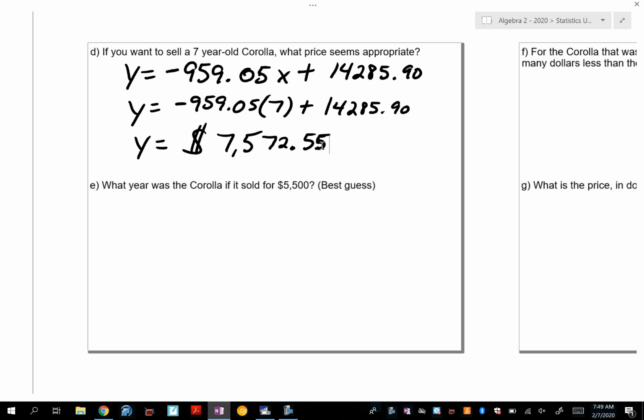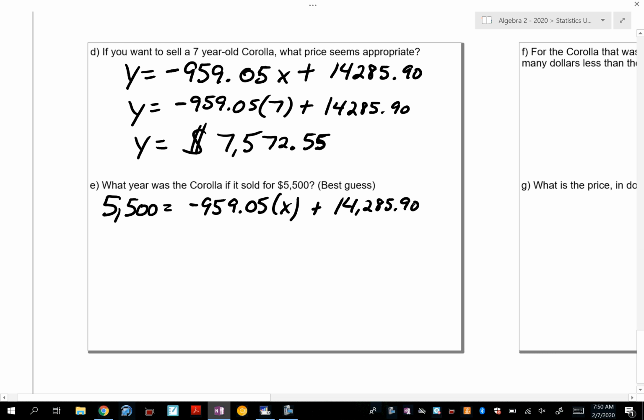Okay. Letter E. What year was the Corolla if it sold for about $5,500? Now, there's a couple ways to do this. We're going to do it first algebraically. In this problem, we're solving for the year. And what variable is the year? X. So I'm going to be solving for X. But this value of $5,500 is my predicted value for being sold at that, so that's going to replace Y, because I'm solving for how many years old the car would be to get that number.